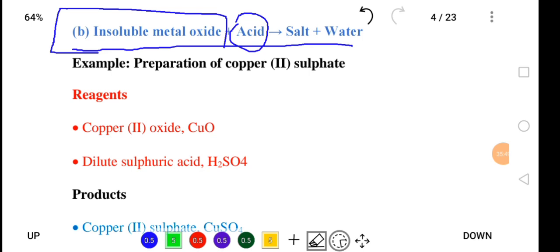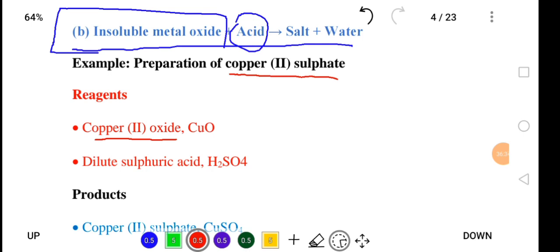Now, what we want to prepare here, my dear learners, is copper 2 sulfate. In this copper 2 sulfate, we have a transition element, copper 2. Remember that transition elements have variable valencies. In this case, you need to understand when you are mentioning the reagents you are using. So, since we are preparing copper 2 sulfate, the reagent we are supposed to use should be copper 2 oxide.